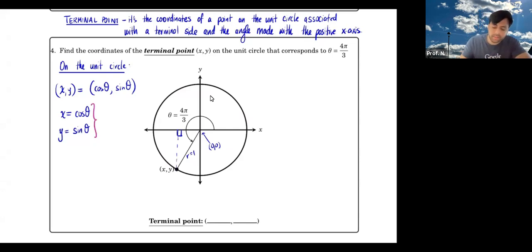So when I want to find x and when I'm trying to find y, I'm really trying to evaluate cosine of the angle and sine of the angle. In this case, my angle here is 4 pi over 3. And so therefore, the point x comma y that I have is really going to be cosine of 4 pi over 3 comma sine of 4 pi over 3. That's really what I'm trying to find. So what I should do is do these individually and see what I get. The first thing is, what is cosine of 4 pi over 3?